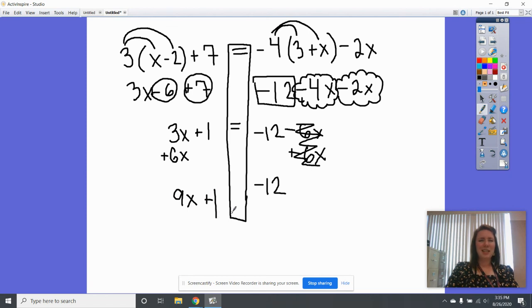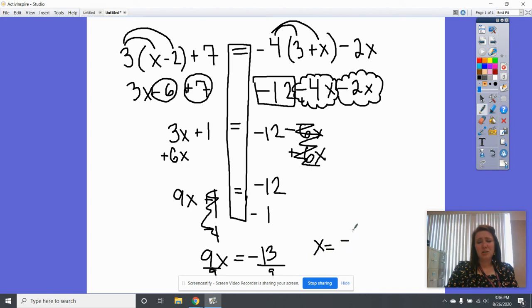Okay, it looks like we are going to get a decimal with this. Now it's just a two-step equation. I'm going to subtract 1 on both sides. That's gone because 1 minus 1 is 0. So now I just have 9x equals negative 12 minus 1, which is negative 13. Now I'm going to divide both sides by 9. And x equals, we could leave it as a fraction, negative 13 over 9.